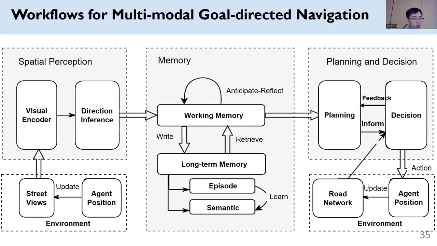So the first module is spatial perception, which includes the visual encoders that translate the images into language, and also direction inference, to infer the goal directions from that language description of the landmark. Then there's a memory module, trying to maintain a working memory and a long-term memory that's episodic and also semantic. And finally, it needs planning and decisions that can learn from the feedback of the environment and plan several steps ahead.